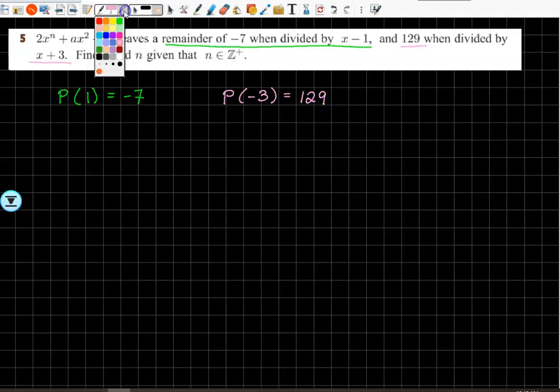Okay, and we want to find n. So using this one, we're going to do the actual subbing. So that's going to be 2 times 1 to the power of n plus a times 1 squared take 6 equals minus 7. Now, what's 1 to the anything?